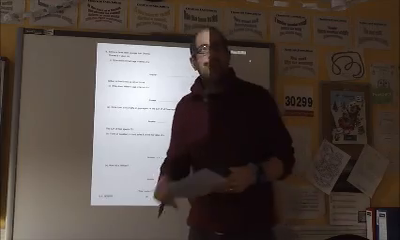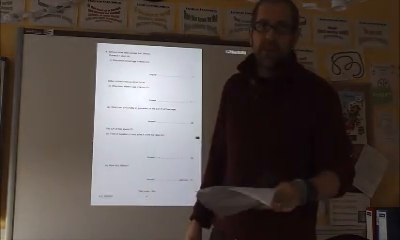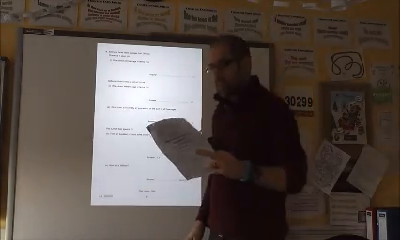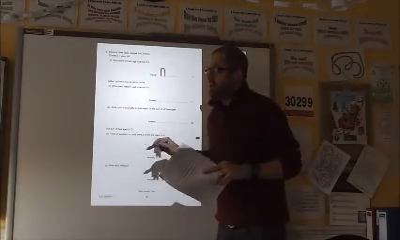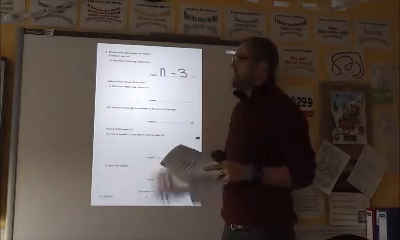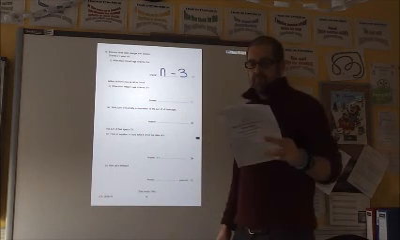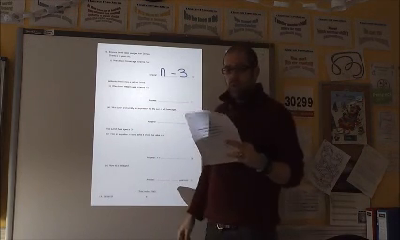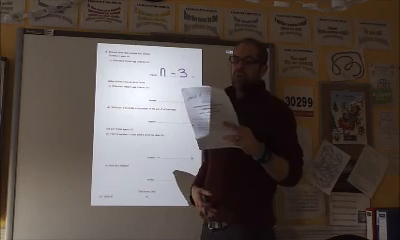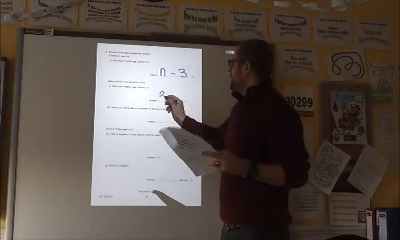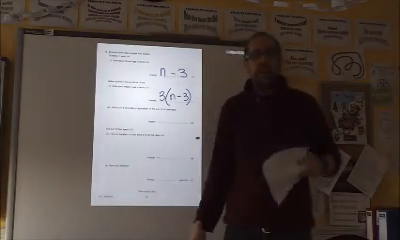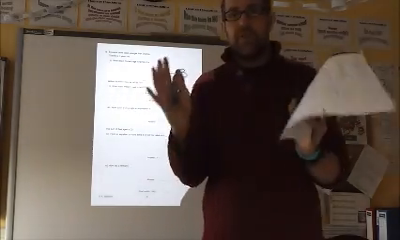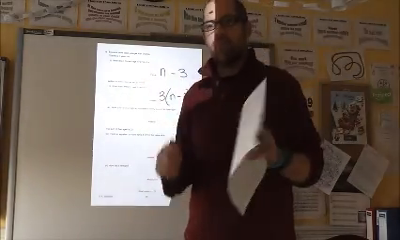Right, final question is about forming and solving expressions. Emma is 3 years younger than Charles. Charles is n. 3 years younger is n minus 3. William is 3 times as old as Emma. So you've got 3 lots of n minus 3, and you've got to use brackets there. It's 3 lots of something. That something needs to go in brackets.